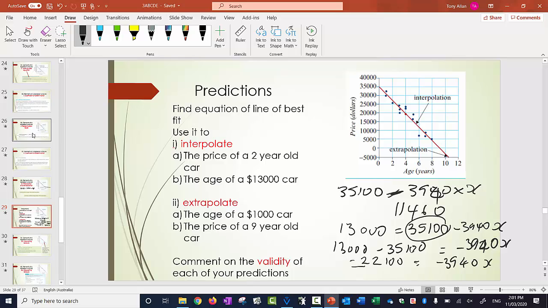So do minus 22,100 divided by minus 3940, and you should get the age of the car that is $13,000. Negative divided by negative, you get a positive number. 5.6 years, which you've got to turn into something useful, like 5.5 years, or leave it as 5.6 if you don't know how to turn that into months, whatever you want to do. I can show you how to turn it into months if you like.